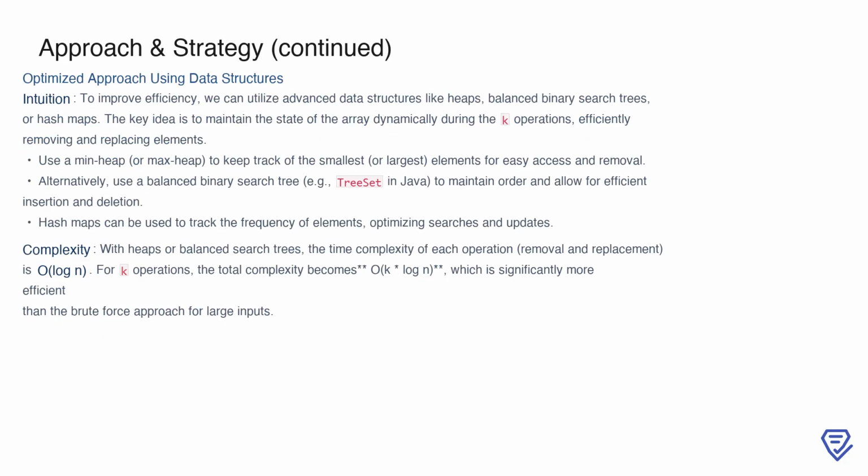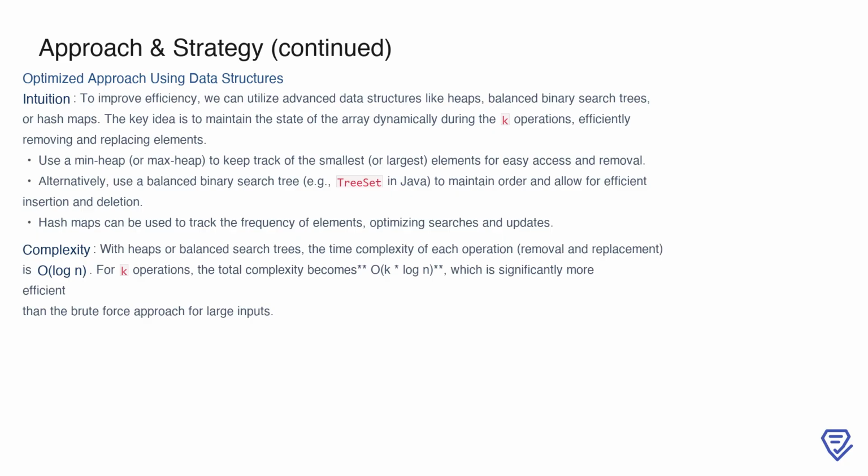Alternatively, a balanced binary search tree, such as Java's TreeSet, maintains the order of elements while supporting efficient insertions and deletions. To address the inefficiencies of the brute force method, we can leverage optimized data structures. The key idea is to dynamically manage the state of the array during the K operations, enabling faster removal and replacement of elements. For example, a min heap or max heap allows quick access to the smallest or largest elements, making removal and updates more efficient.